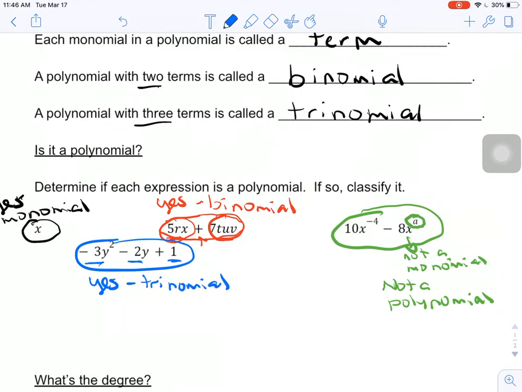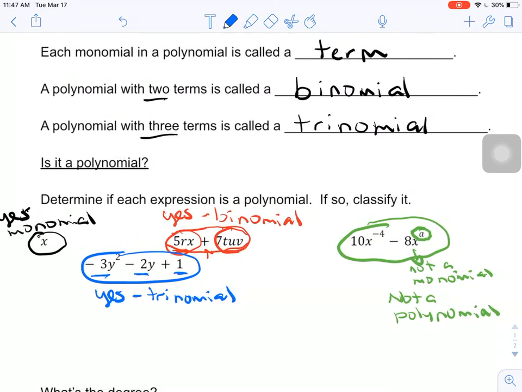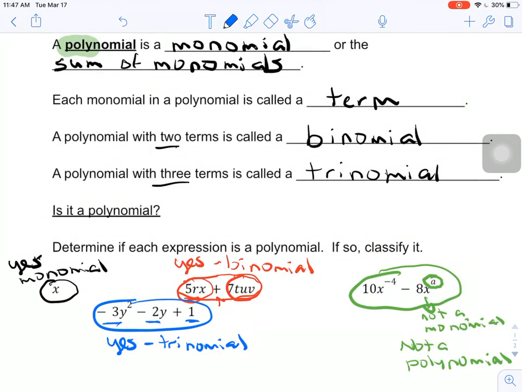So hopefully that gives you the idea of what a polynomial is and the different ways we can name it. So the way we check to see if something's a polynomial is to make sure that each of the individual pieces are monomials. One side note on this, by definition, a polynomial is a monomial or the sum of monomials.